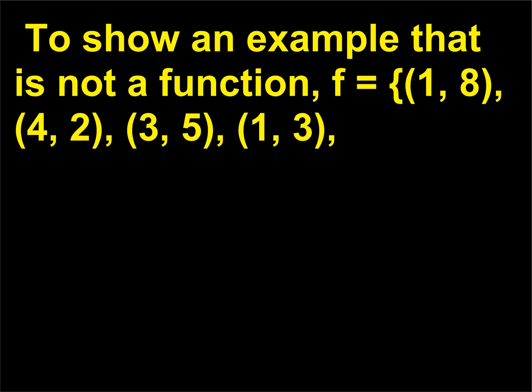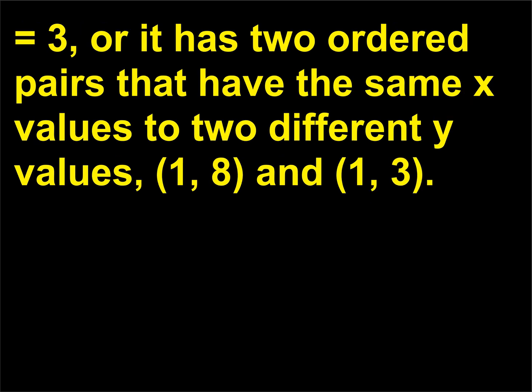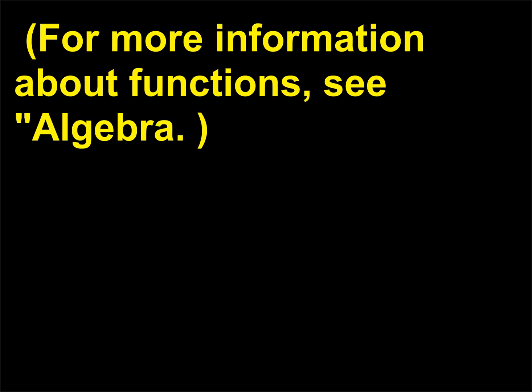To show an example that is not a function, f equals {(1, 8), (4, 2), (3, 5), (1, 3), (6, 11)} is not a function because it does not assign each member of the set exactly one value. It assigns x equals 1 to both y equals 8 and y equals 3, or it has two ordered pairs that have the same x value with two different y values, (1, 8) and (1, 3). For more information about functions, see algebra.